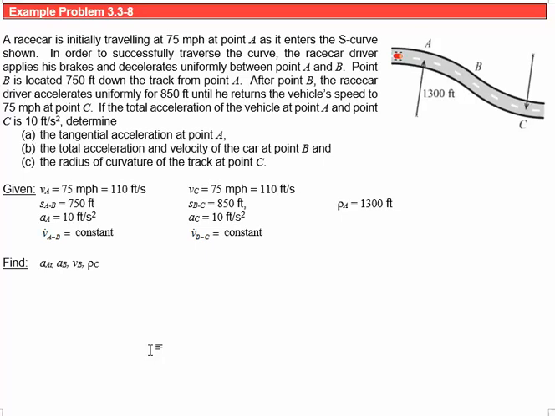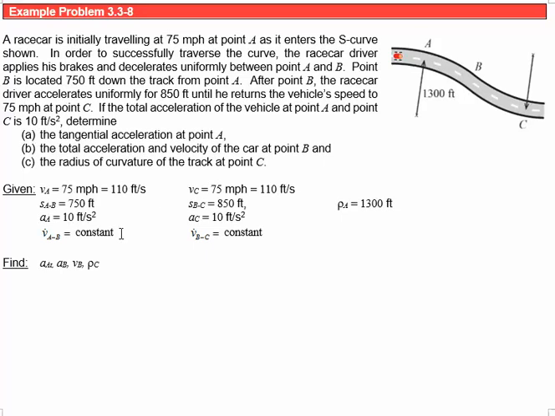All right, so this is a lot of information. Let's see what we have. First, we know the velocity or the speed of the car at points A and C. We also know the distance between A and B and the distance between B and C. We know the radius of curvature at point A, that's given in the figure. We know that the total acceleration at point A and point C is 10 feet per second squared.